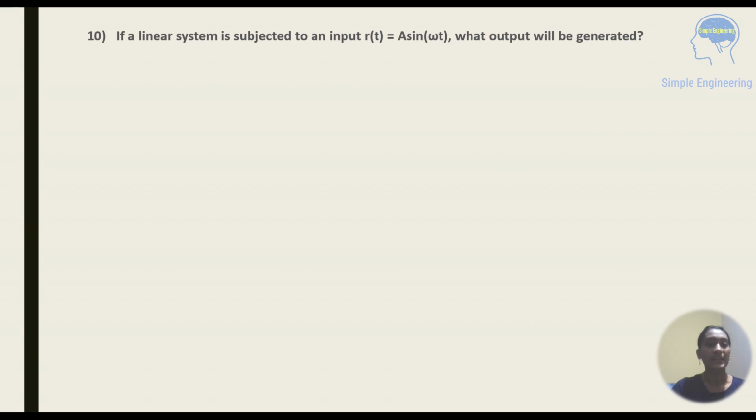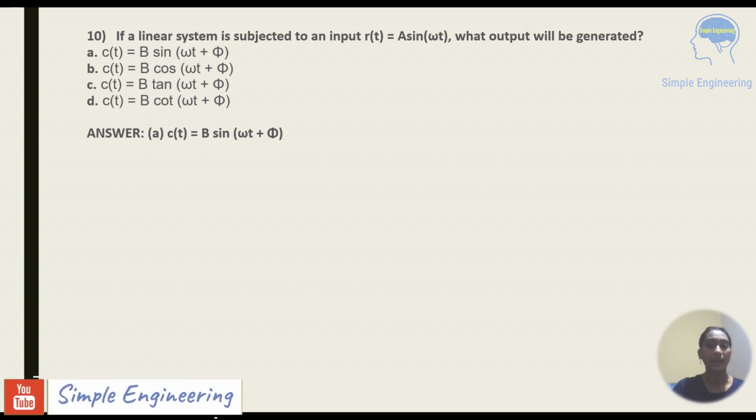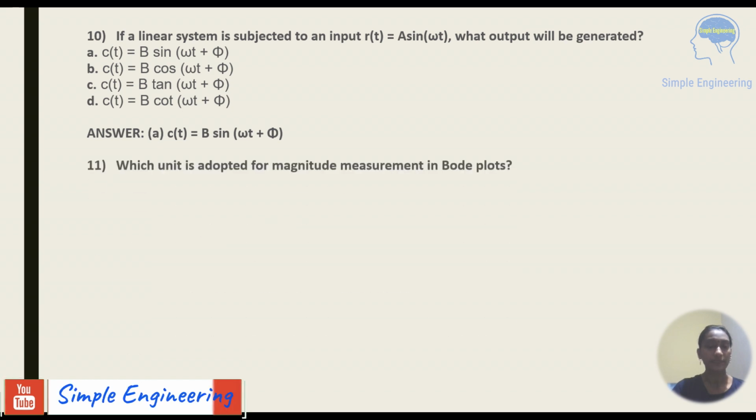10th question, if a linear system is subjected to an input R of t is equal to A sin omega t, what output will be generated? C of t is equal to B sin (omega t plus phi), and C of t is equal to B cos (omega t plus phi), C of t is equal to B tan (omega t plus phi) and C of t is equal to B cot (omega t plus phi), and the answer is C of t is equal to B sin (omega t plus phi).